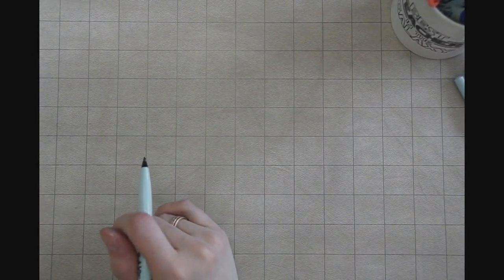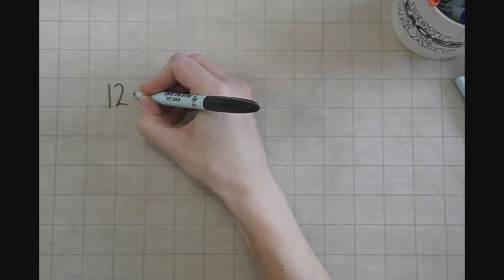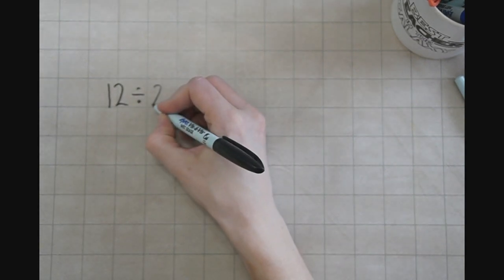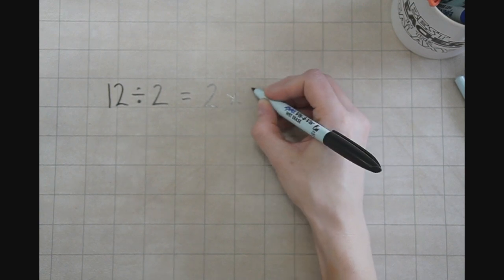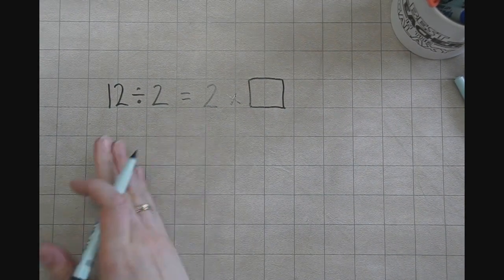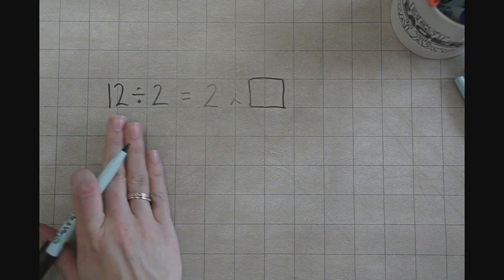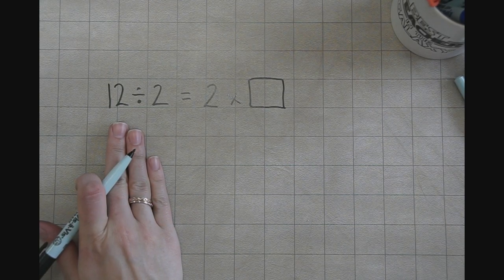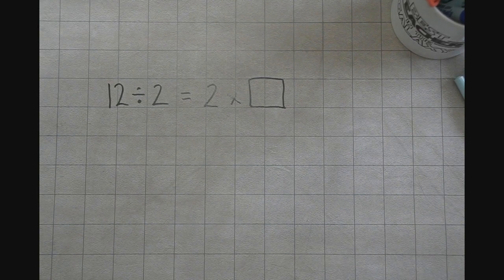Okay. In your journal, write down 12 divided by 2 equals 2 times something. Remember to keep the 2 sides separate and solve the side where you have all the numbers first. That'll give you a clue to figure out that side. Take a minute and see what you make of it.